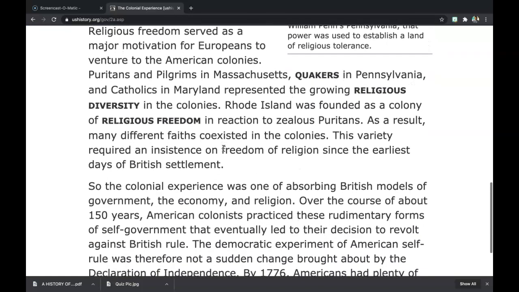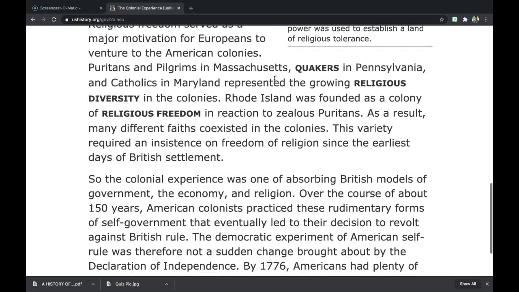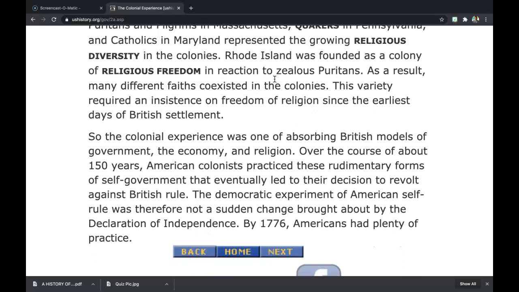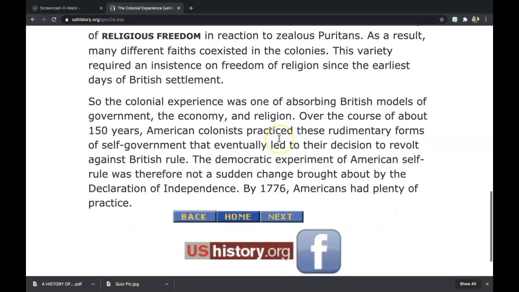Religious freedom. Religious freedom served as a major motivation for Europeans to venture to the American colonies. Puritans and Pilgrims in Massachusetts, Quakers in Pennsylvania, and Catholics in Maryland represented the growing religious diversity in the colonies. Rhode Island was founded as a colony of religious freedom in reaction to zealous Puritans. As a result, many different faiths coexisted in the colonies. This variety required an insistence on freedom of religion since the earliest days of British settlement.